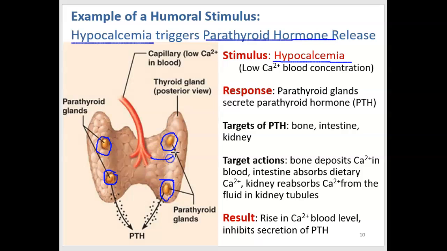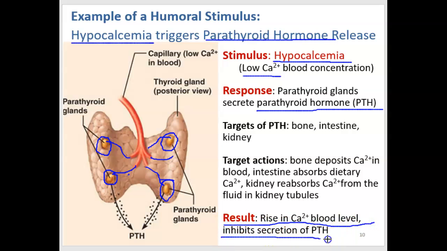There are blood vessels that are located around these parathyroid glands, and they can detect low calcium, and in response they secrete the hormone they make, which is PTH, or parathyroid hormone. Now we expect that that's going to then increase calcium levels, and that is the ultimate result.